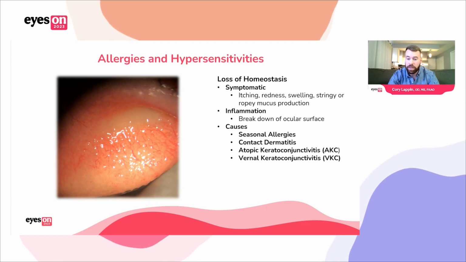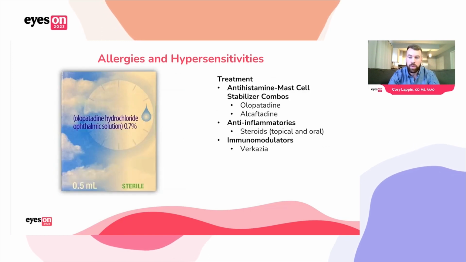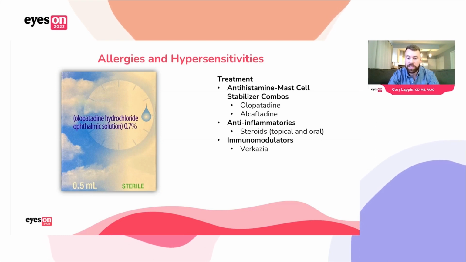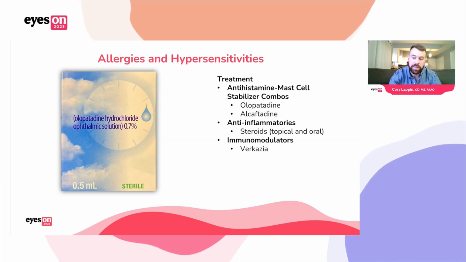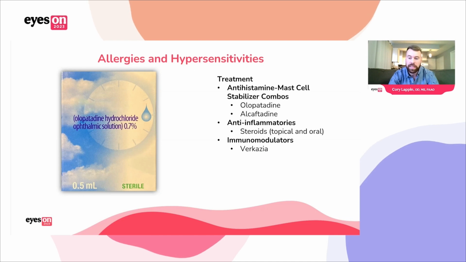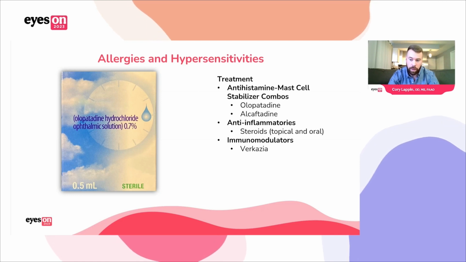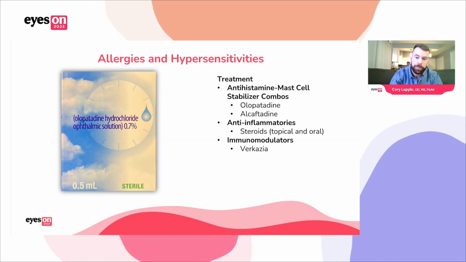And then in cases of chronic allergies or hypersensitivities such as AKC or VKC, inflammation can be a major factor. So one of the best ways to restore balance in these cases is to block the response at its source. For allergic reactions, antihistamine and mast cell stabilizer combos are an excellent choice, as they block the effects of histamine, which has already been released, while preventing further degranulation from mast cells. Other hypersensitivity reactions like AKC and VKC can be more challenging, as the use of steroids will often be necessary to control acute exacerbations. And then immunomodulators such as Verkazia, which recently received FDA approval for the treatment of VKC, can be used for long-term inflammation management.